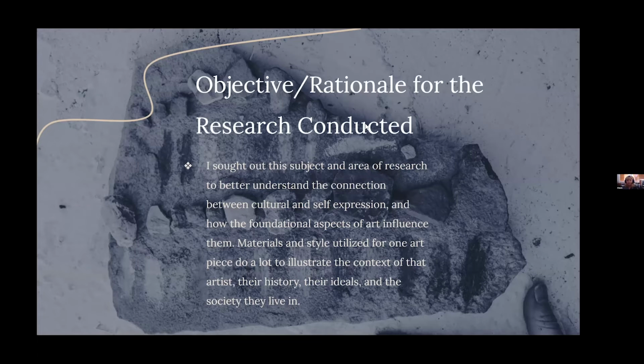So the reason why I sought out this area was because I wanted to be able to make a link between cultural expression through art and self-expression through art, and how the different foundations of both sides influence our art.